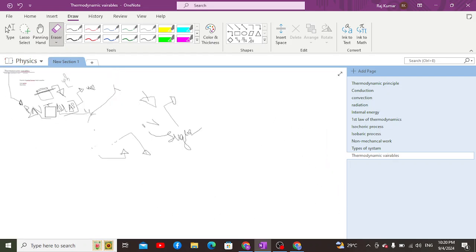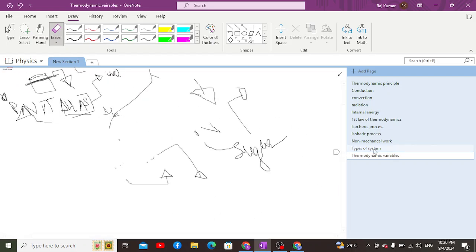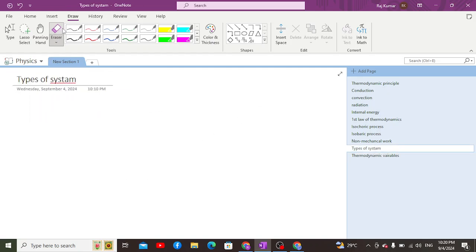Now, some other points that I would like to highlight are about types of system. We study thermodynamics in systems. So which system needs to be there and what are the types of system in actual? There are three systems which are studied in thermodynamics. Number one is open system. Within an open system, there's transfer of matter as well as transfer of energy possible.